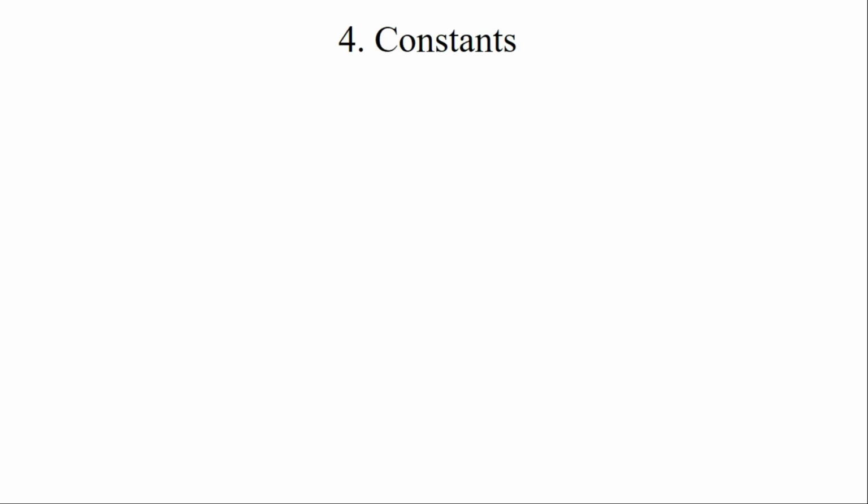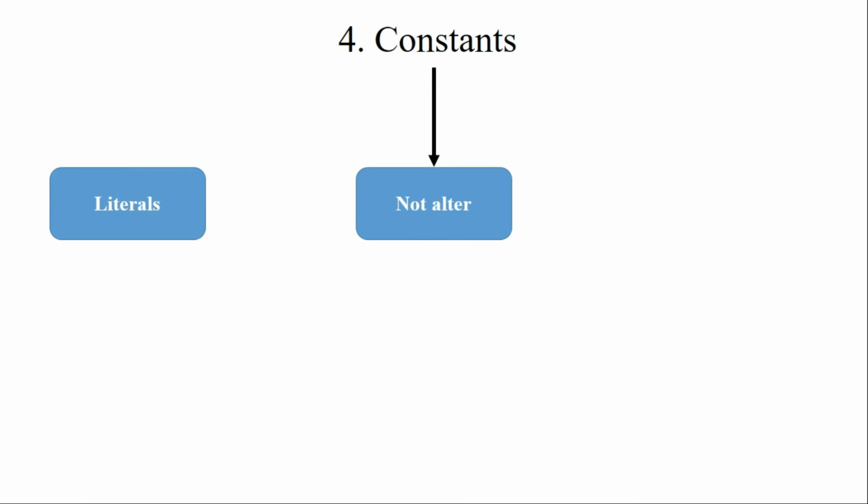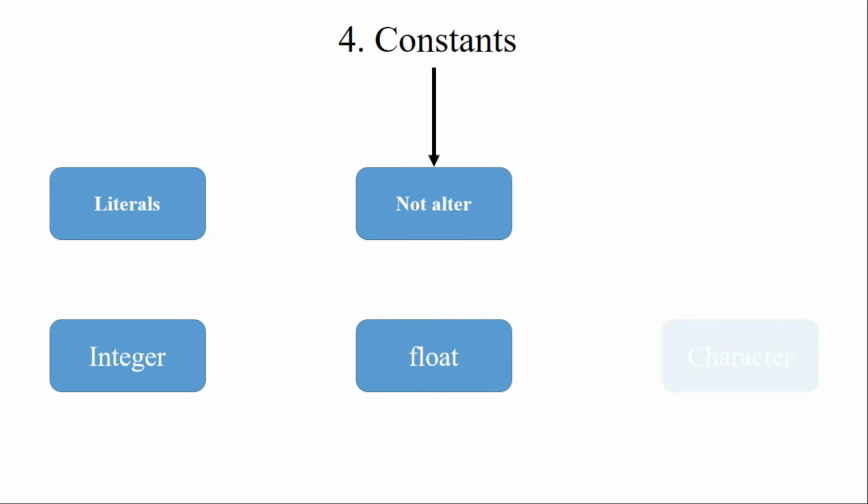The fourth token is constants. As the name suggests, constants refer to fixed values that the programmer will not alter during execution. These fixed values or constants are called literals. Constants can be of any of the basic types like an integer constant, a floating constant, and a character constant.